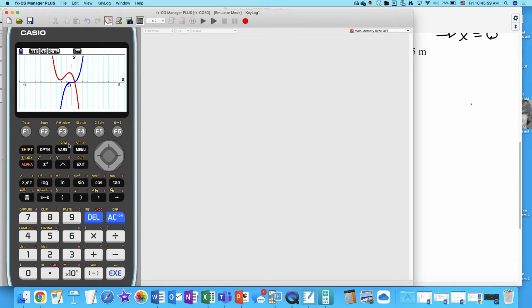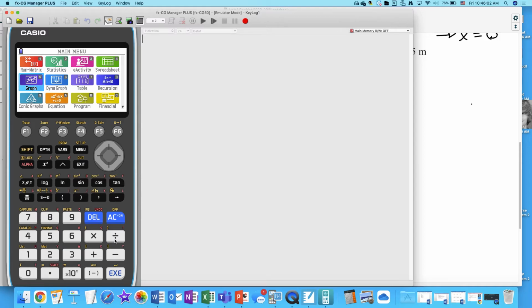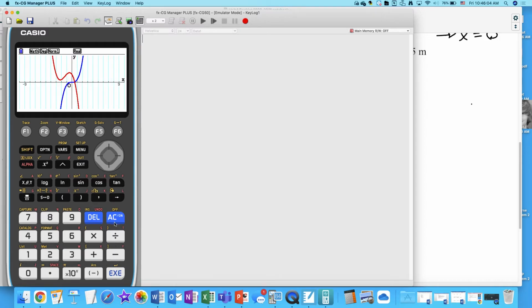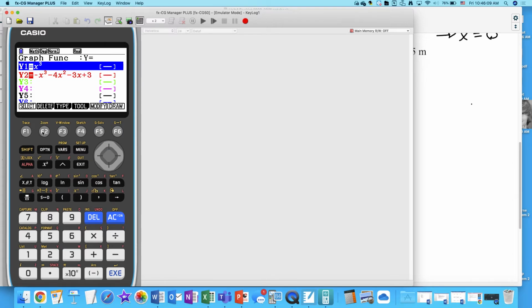Okay, so what was it? It was 0.32x cubed, and then minus 9.05x squared, plus 54.86x, plus 200.5. Okay, and then I'm going to delete this.